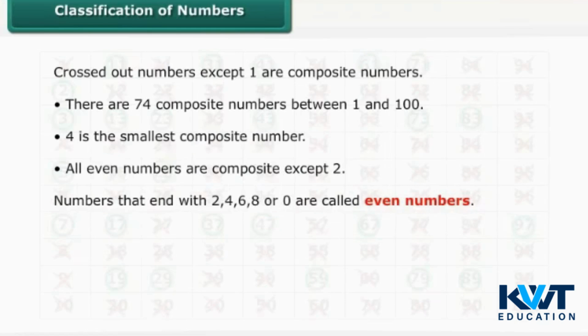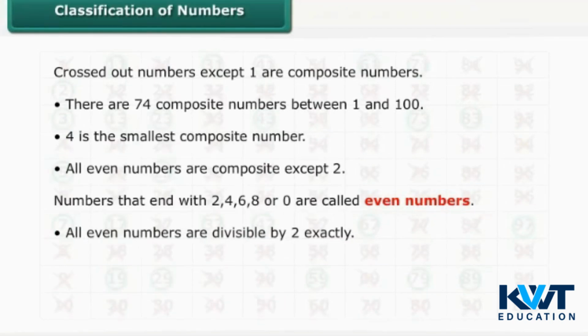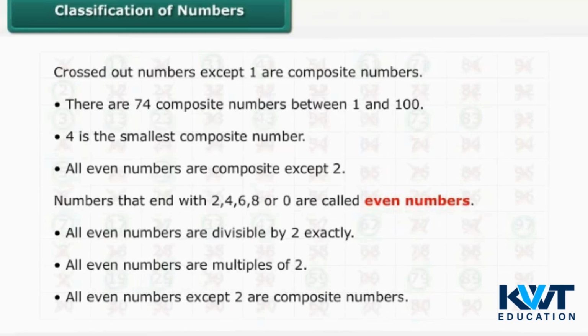Numbers that end with 2, 4, 6, 8 or 0 are called even numbers. All even numbers are divisible by 2 exactly. All even numbers are multiples of 2. All even numbers except 2 are composite numbers.